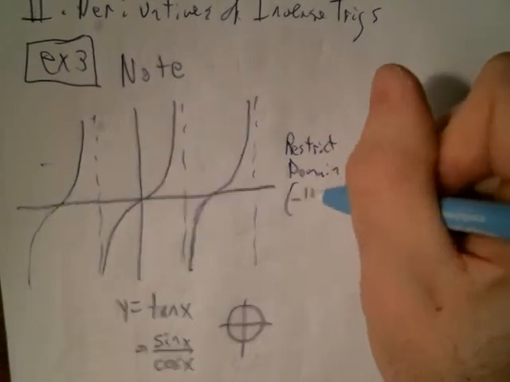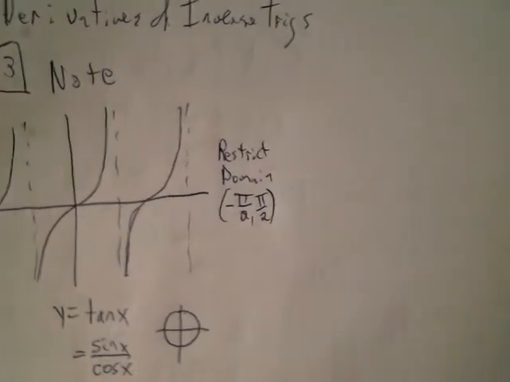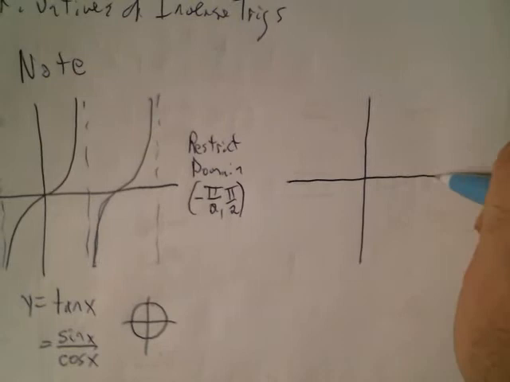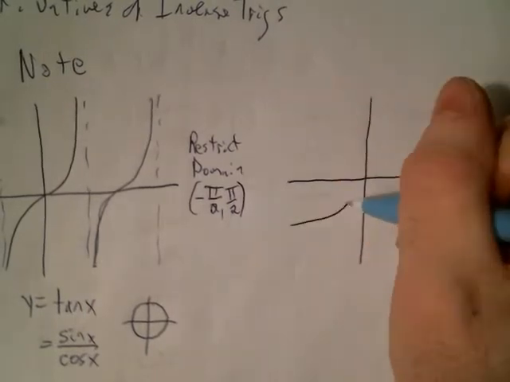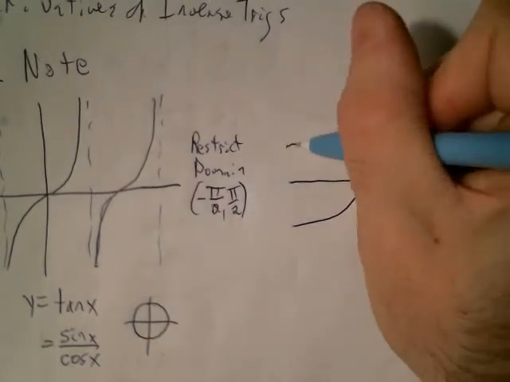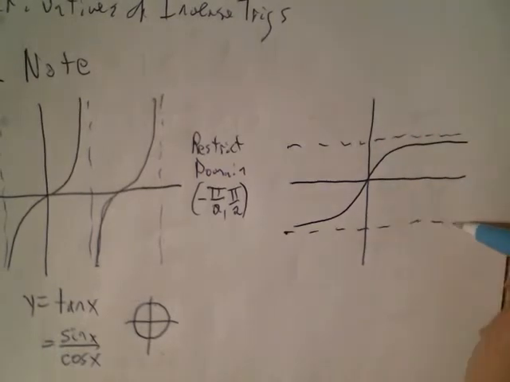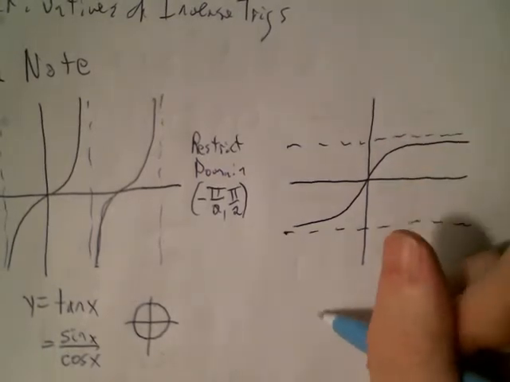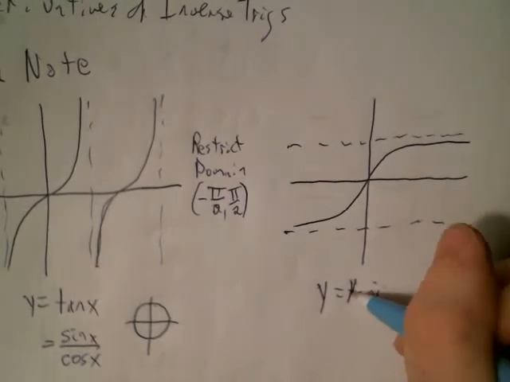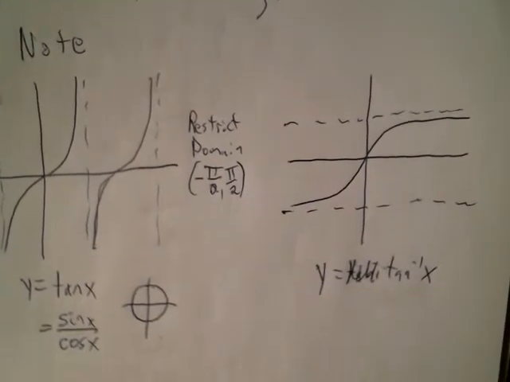And we'll restrict it to negative pi over 2 to pi over 2. And when you do that, then it becomes invertible, and the inverse kind of looks like this. Looks like a cube root function, except it has asymptotes. So it has asymptotes there at pi over 2 and negative pi over 2. So this is y equals tan inverse of x.